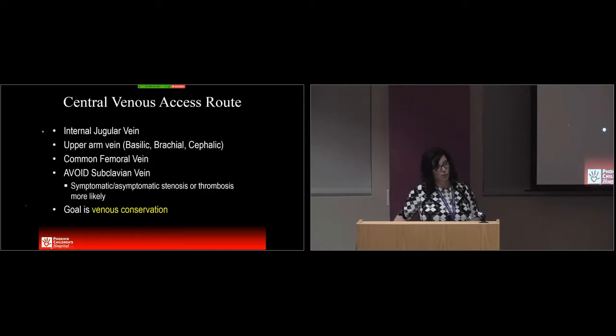For access routes, there's internal jugular vein, there's basilic, brachiocephalic as well. You can do common femoral vein. We've done femoral veins. And also you can do more esoteric routes, which I'll go over. But we typically avoid the subclavian vein because of the higher incidence of stenosis and occlusion, both symptomatic and asymptomatic.